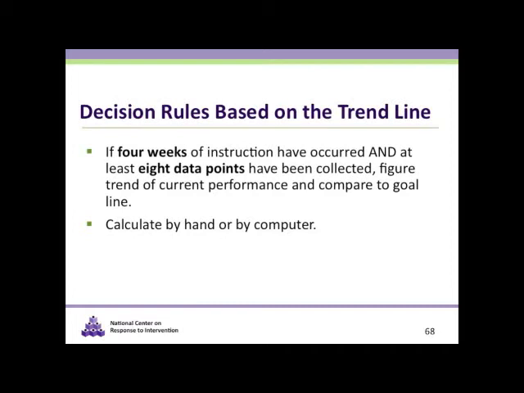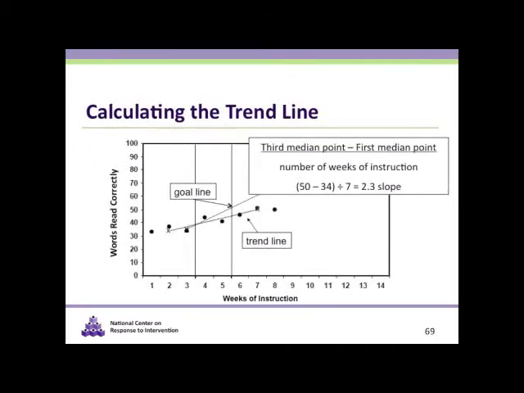If 4 weeks of instruction have occurred and at least 8 data points have been collected, figure trend of current performance and compare to the goal line. Calculate by hand or by computer. Calculating the slope alone can be used if there are established norms for what is an appropriate growth rate. However, rate of improvement can be better interpreted when presented in conjunction with the goal. In this case, this student's rate of improvement is unlikely to help them reach their goal.